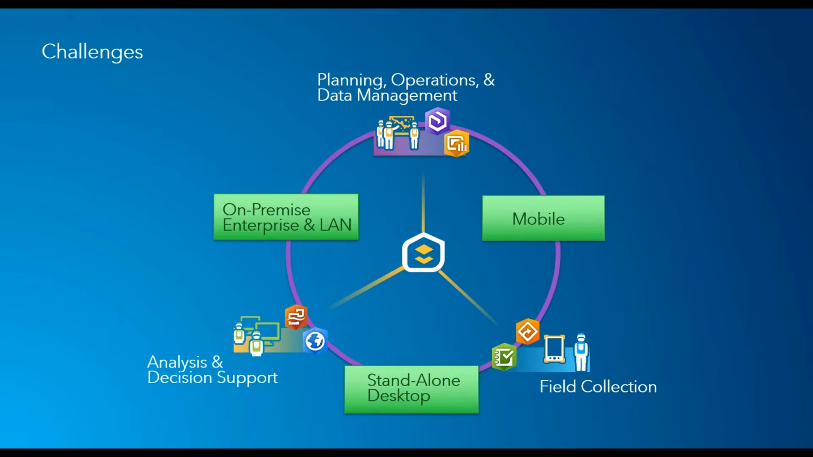Let's start at the top with our first group of users, planning and operations personnel. This group wants to be able to manipulate and visualize data for situational awareness and decision making. This could be a strategic command or tactical operations center working in an on-premise environment or a LAN. These users also need to provision this information and disseminate to troops in the field for action or collection of additional information, usually through a mobile device.